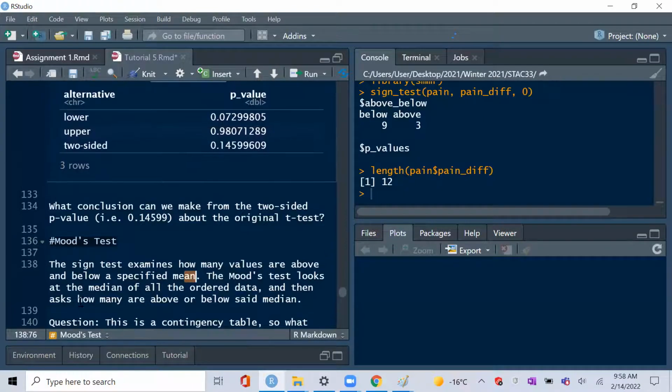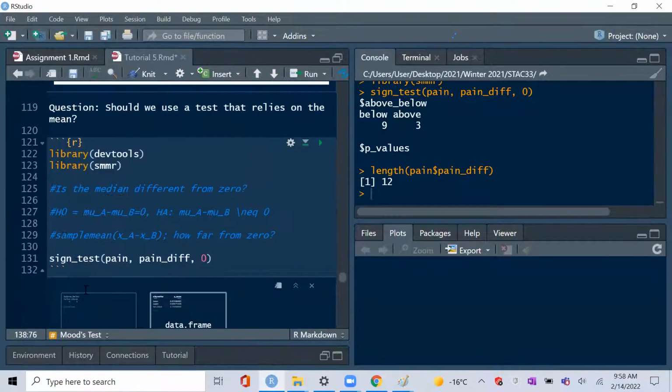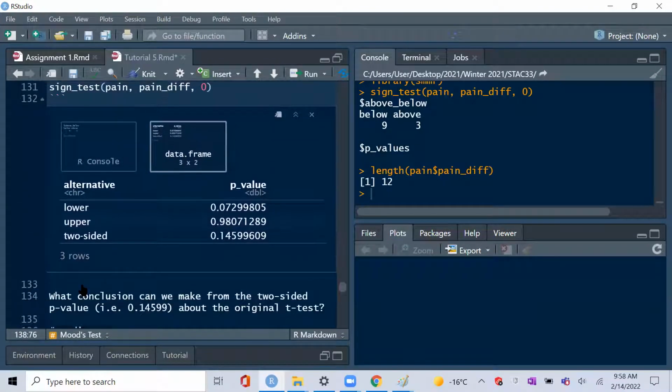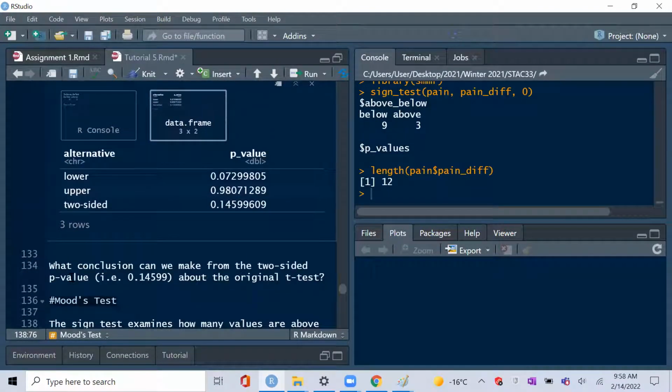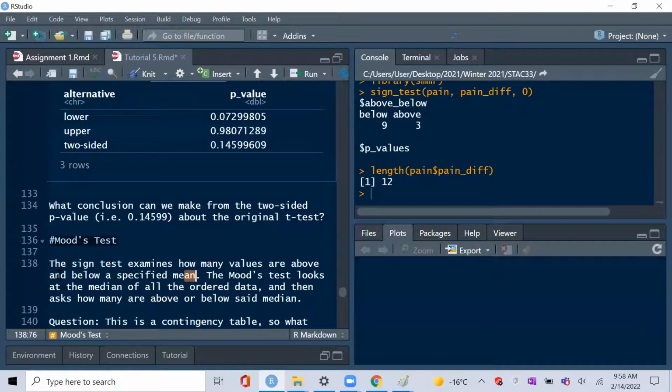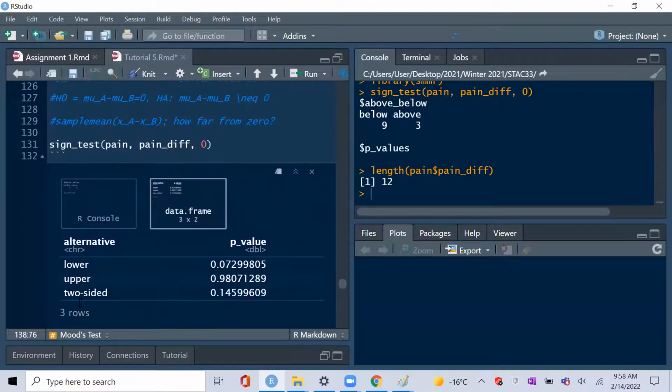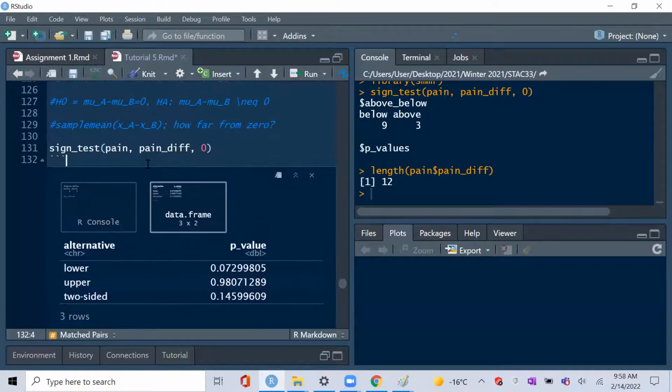Here, when we're looking at a difference of 0, it's still not significant using our sign test. By the way, the sign test is based on the binomial distribution. I don't know if you guys know this, but it's actually looking at a binomial distribution. So even though you're looking at pain diff and whether the mean is different from 0, it is still centered on the mean. It's using a binomial test to do it.